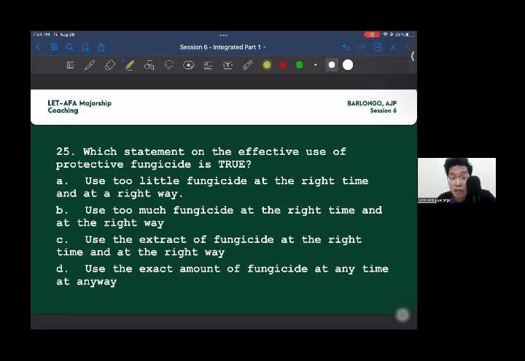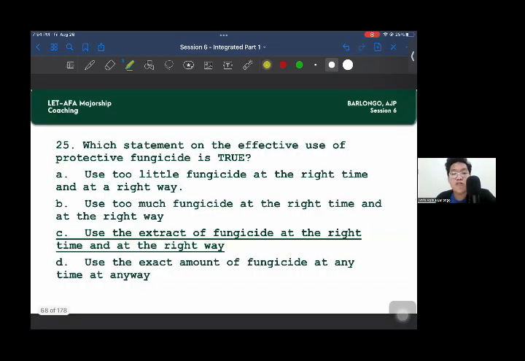So you need to look at the better answer. The best answer is letter C, which is use the exact amount of fungicide at the right time and at the right way.